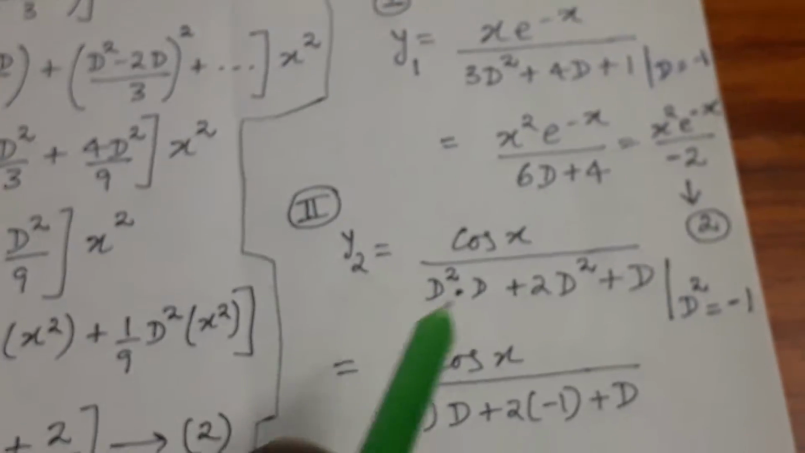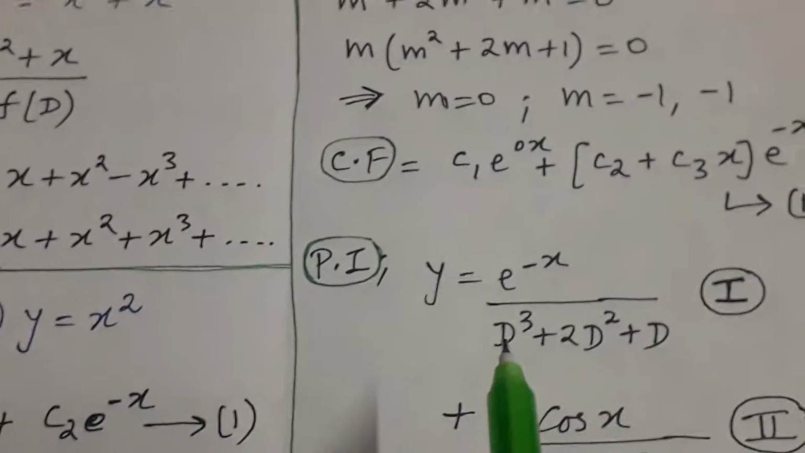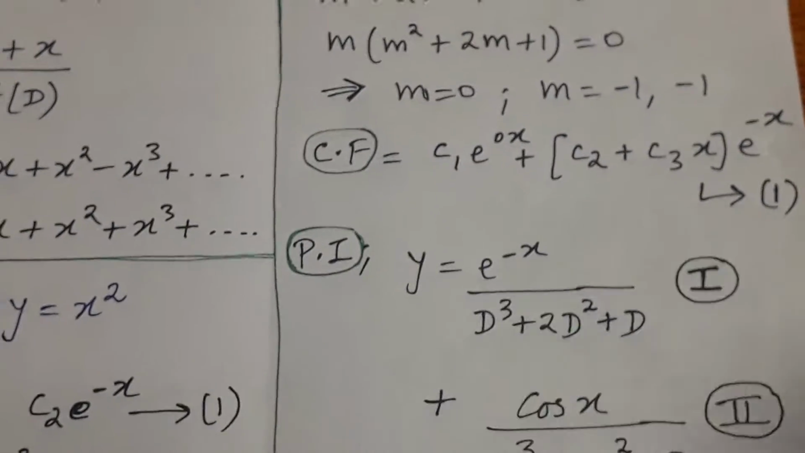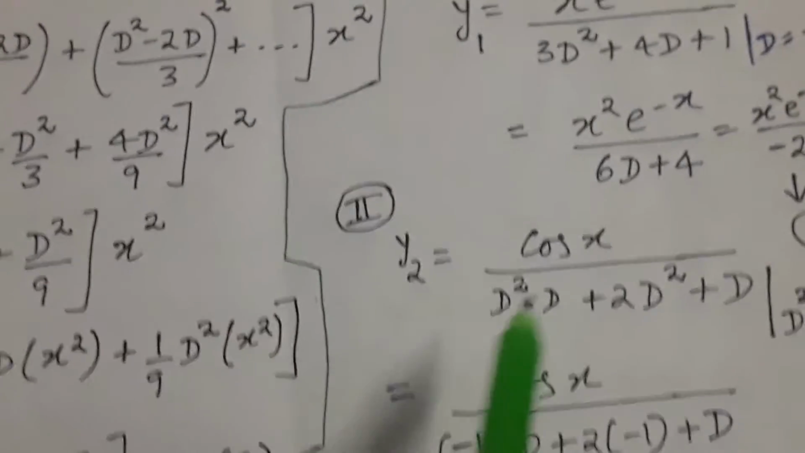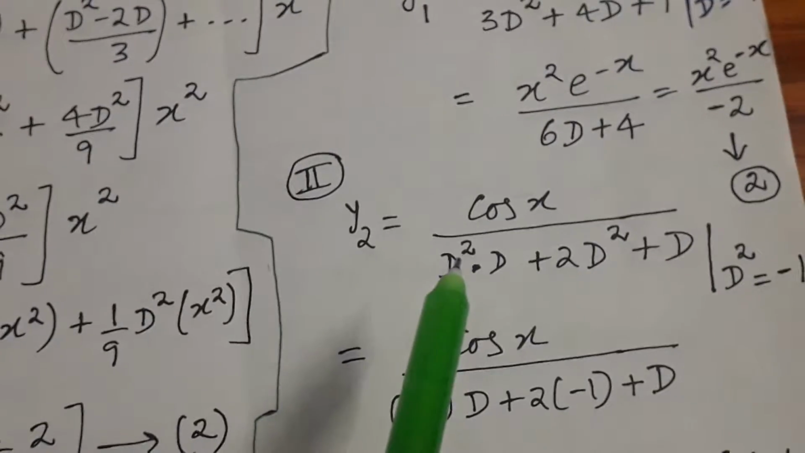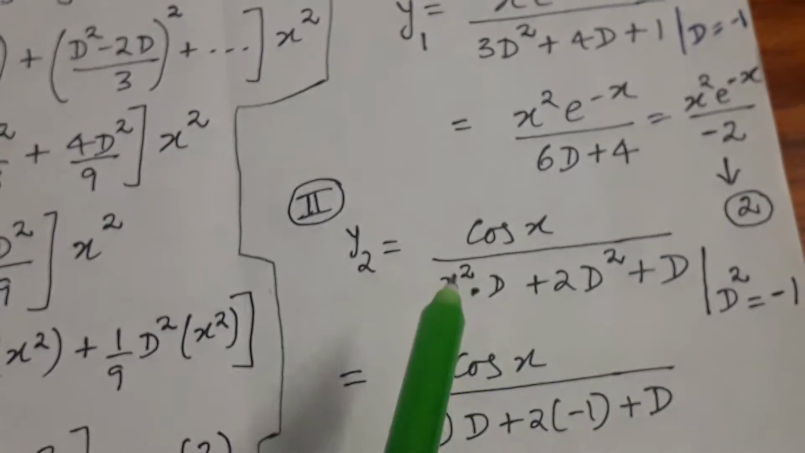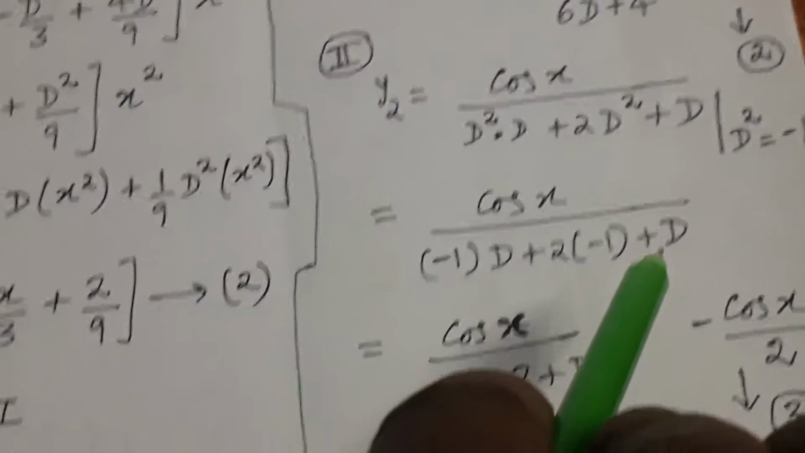Second term, cos x. What did you do? Procedure: since the original function is D cube, for cos, write this D cube as D square into D, because we have to substitute D square is equal to minus a squared. So write that function like this and substitute D square is equal to minus a square, where a is the coefficient of cos, which is 1. So D square will be minus 1. Substitute and get this.